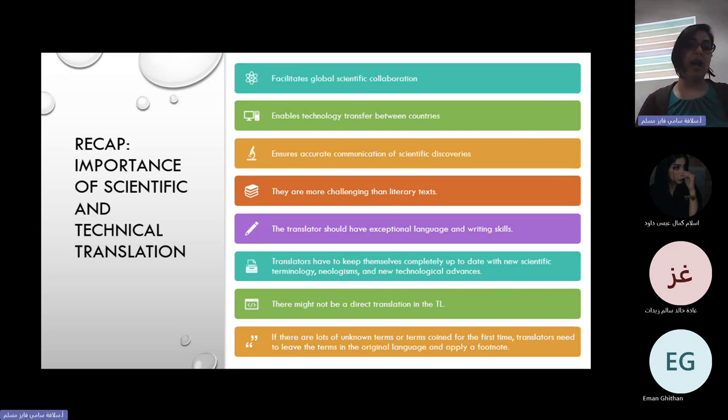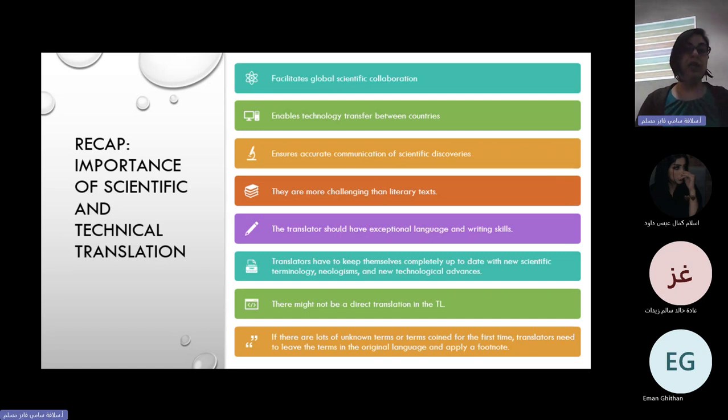The translator should have exceptional language and writing skills. And translators have to keep themselves up to date. Because as we said, technology and sciences evolve every minute, every day, every time. So you need to keep yourself up to date with these innovations and new information in order to be able to translate them correctly in the other language.